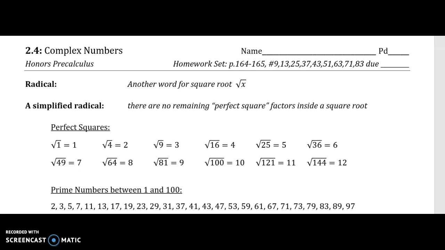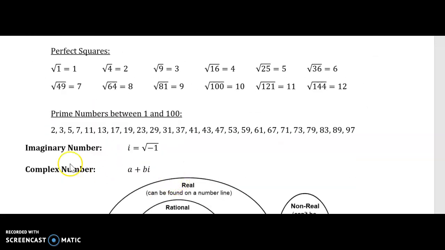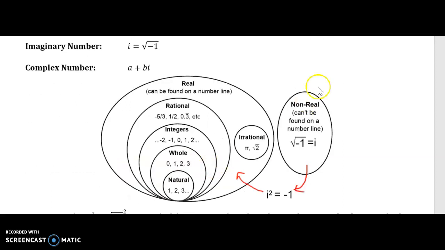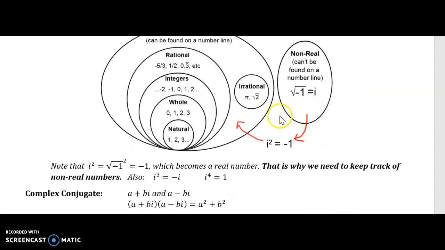We're talking about radicals and square roots and imaginaries. So here's just some examples of perfect squares and prime numbers. What is an imaginary number? It's when you take the square root of a negative number. A complex number is made up of a real and an imaginary part. So here's a little diagram of the different kinds of numbers that you learned in Algebra 1 and Algebra 2. It's just a breakdown. We're not going to have a test on it or anything, but it's a breakdown of things that you will see.